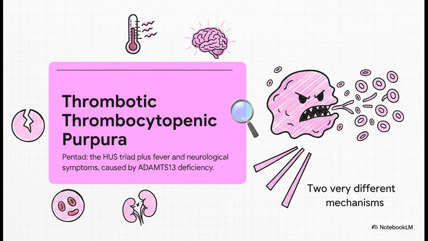Then there's TTP, thrombotic thrombocytopenic purpura. This one builds on HUS. It's a pentad. You take that HUS triad and you add fever and neurological symptoms. But the villain here is totally different. A deficiency in the ADAMTS13 protease. Two completely different mechanisms at play.